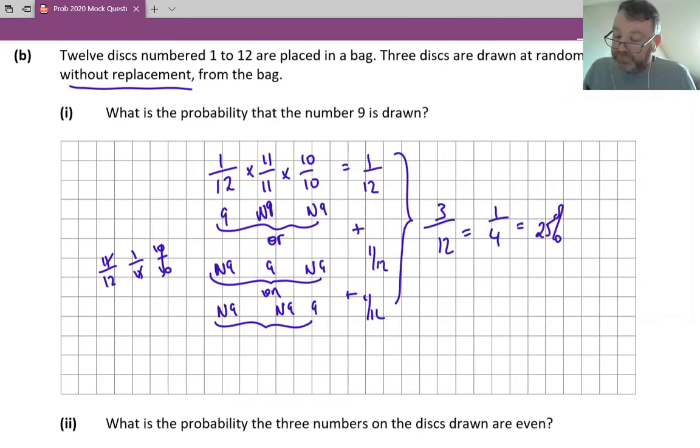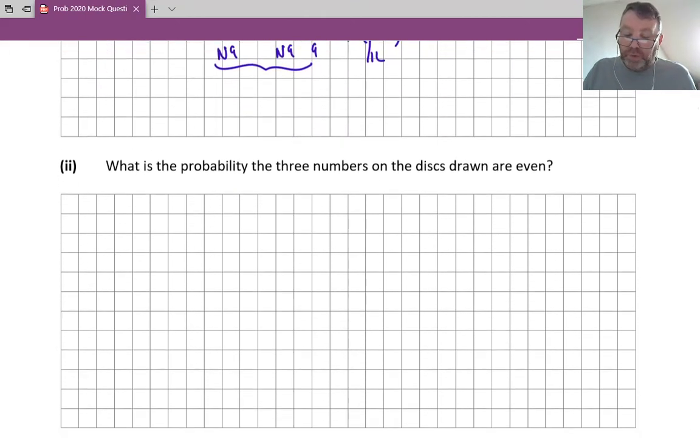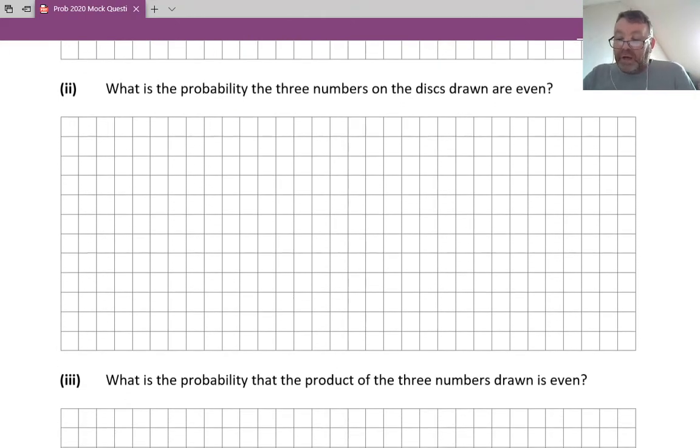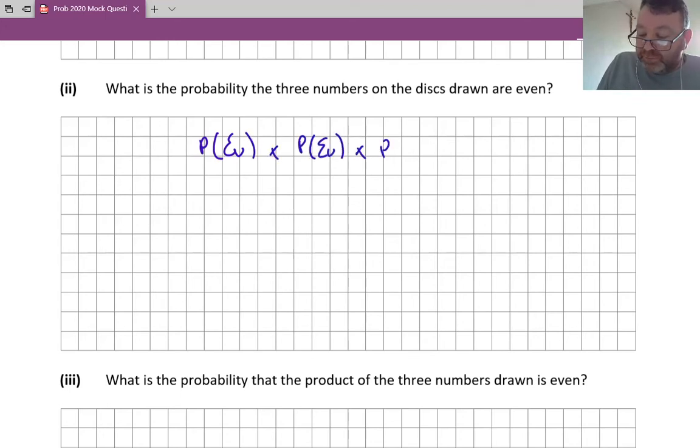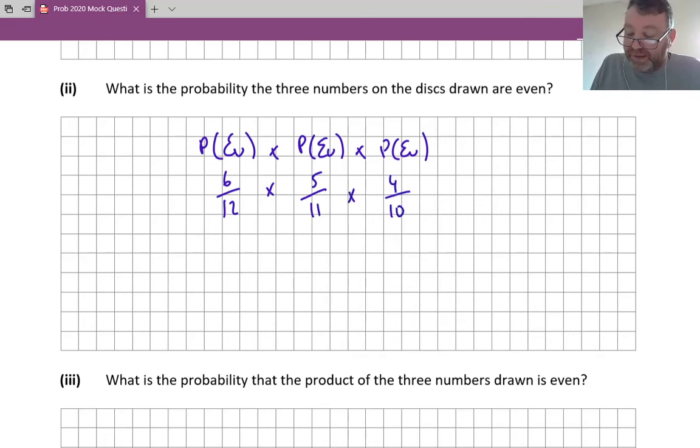Blue. Okay. Next one. What is the probability that the three numbers on the discs drawn are even? So I want the probability of even, and the probability of even, and the probability of even. From 1 to 12, 6 of those are even. So 6 out of the 12 are available for the first selection. If I remove one of them and don't put it back, then 5 of the remaining even numbers out of the 11 are available for the second one, and 4 out of the remaining 10 are available for the third one.